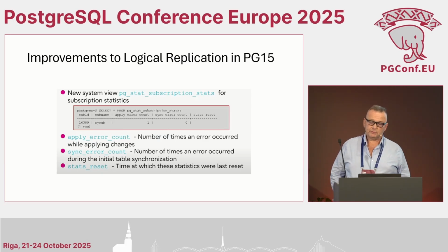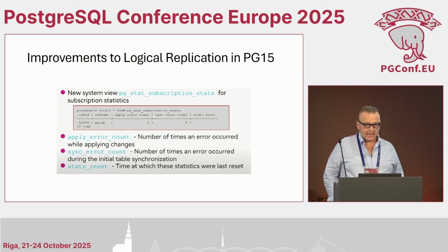Postgres 15 also introduced pg_stat_subscription_stats, a view on the subscriber for tracking errors. You can see that we've got 3 columns, and for each subscription these columns tell us how many errors we saw with the copy data synchronization, and how many perhaps we've seen with the apply. And of course they can be reset.